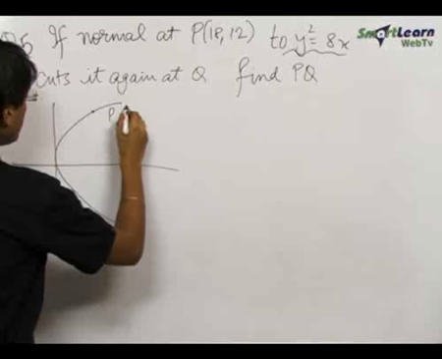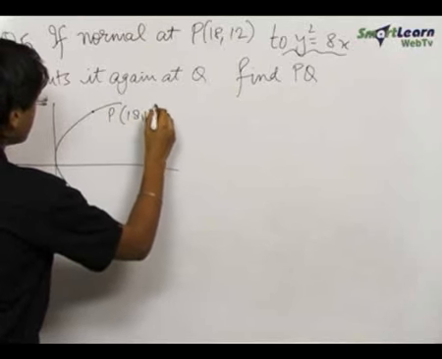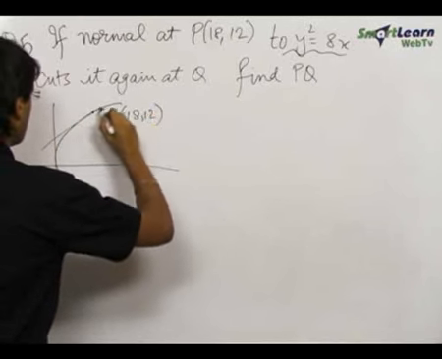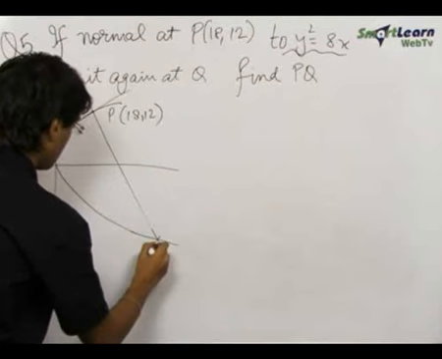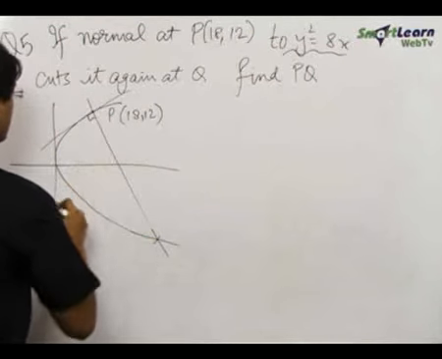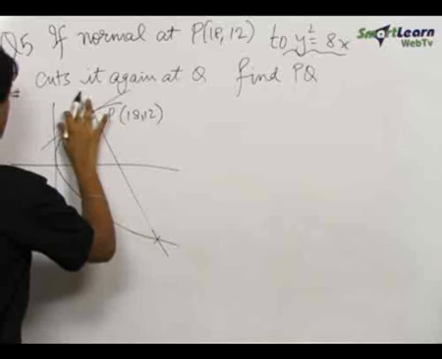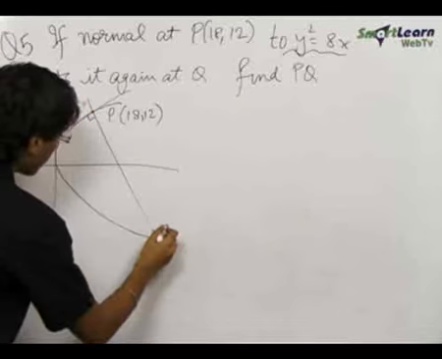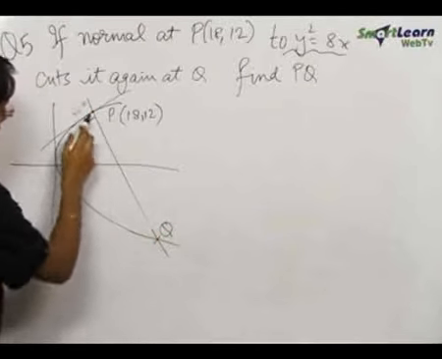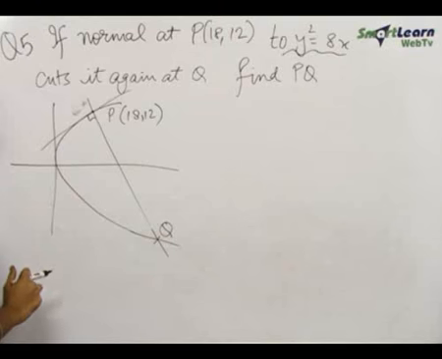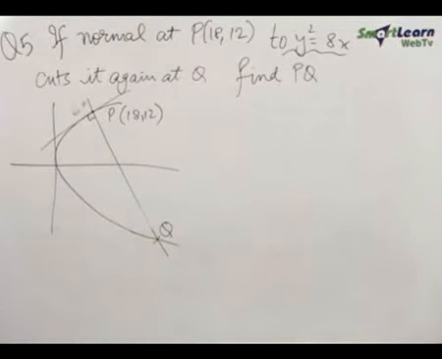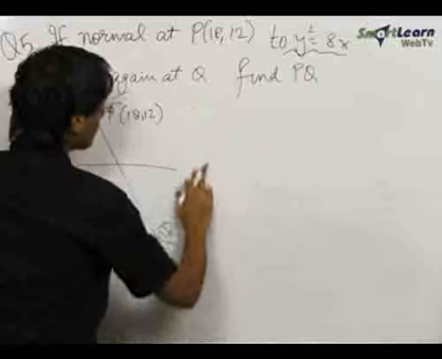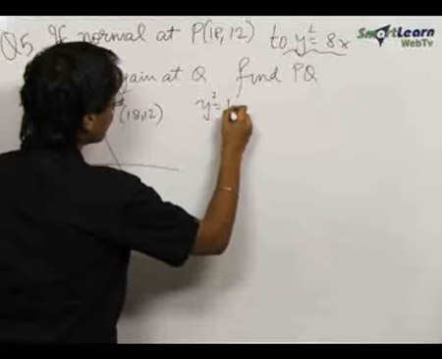let's say this is the point P (18, 12), and the normal at the point P cutting the parabola again at Q. We need to find the length of PQ. So what we can do is, we know the slope of tangent for the parabola y² = 4ax.